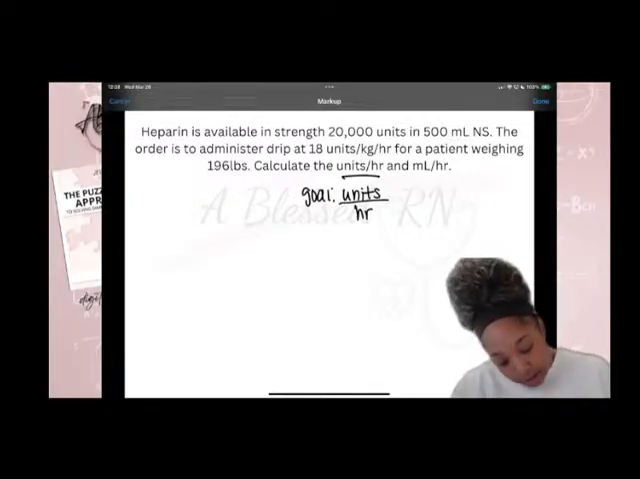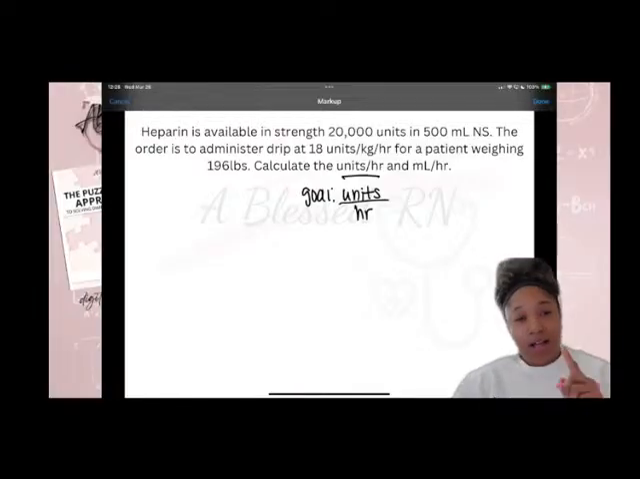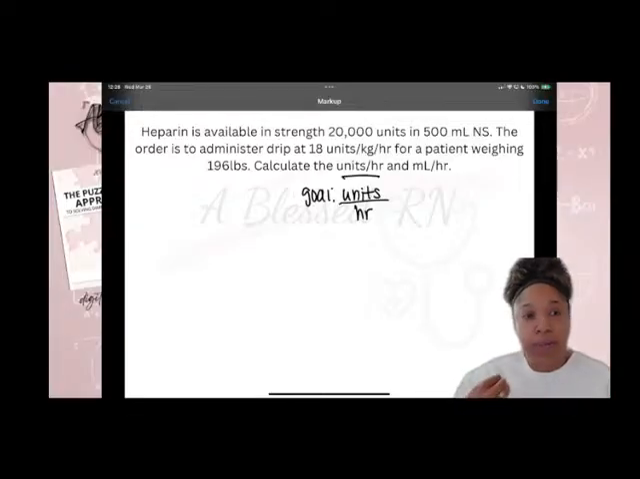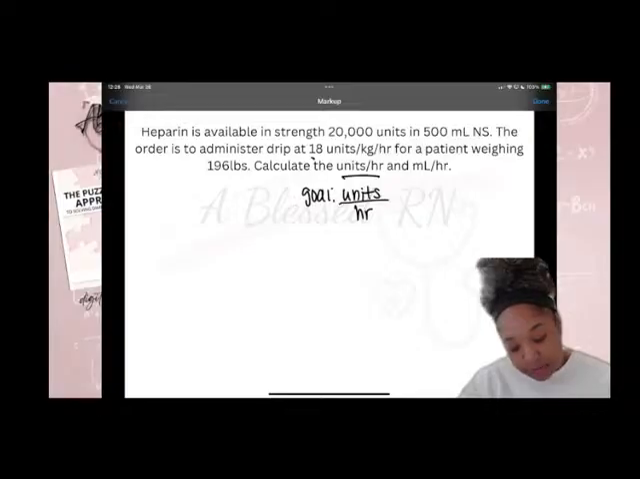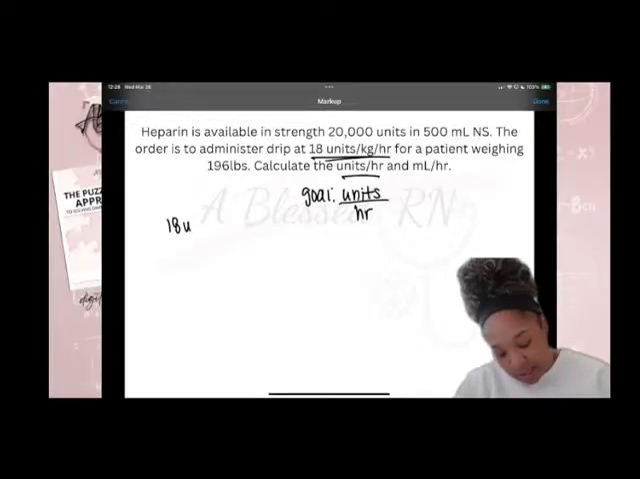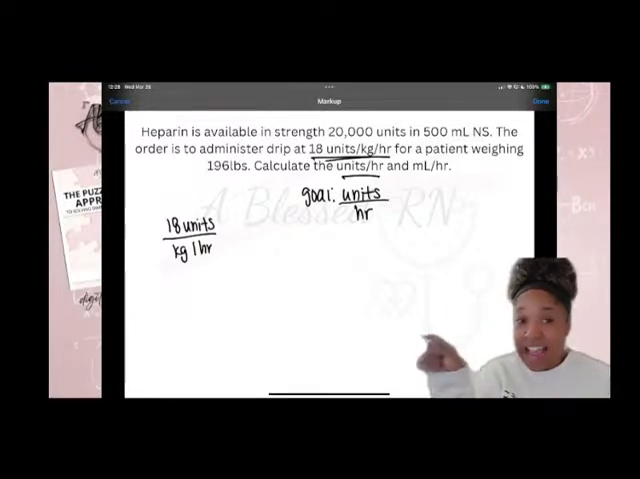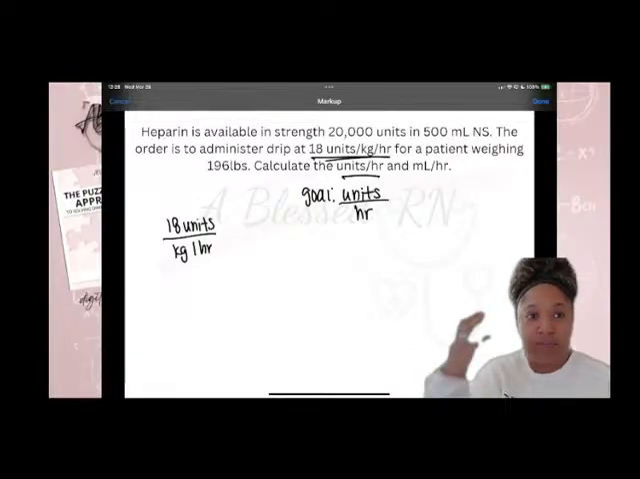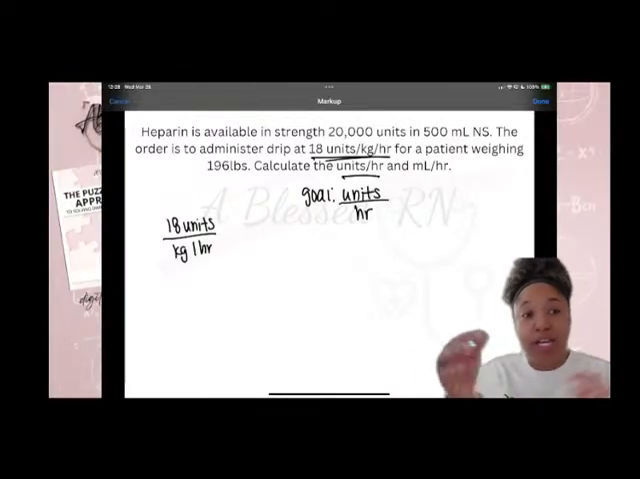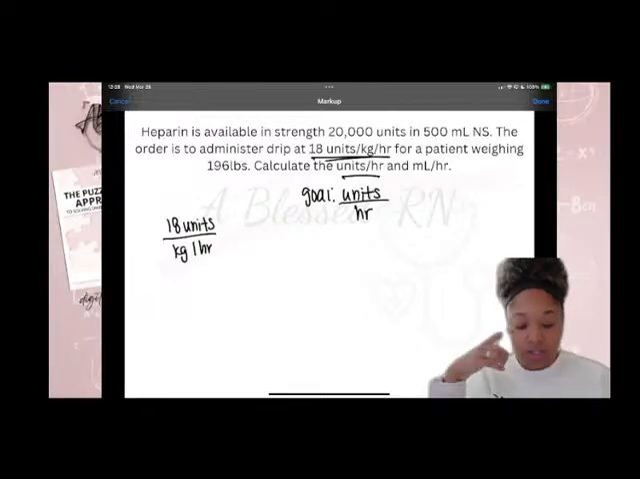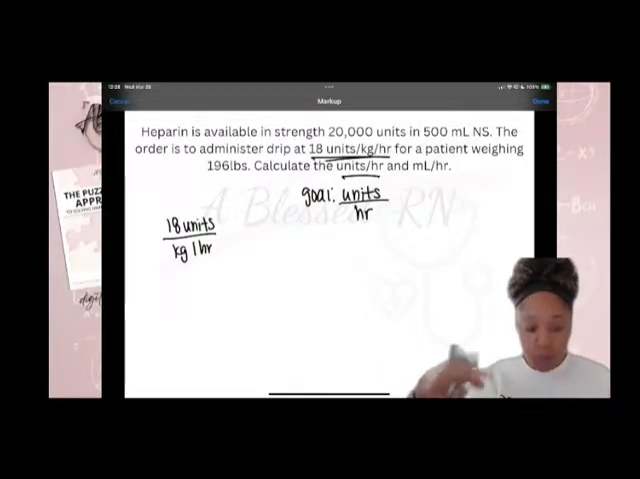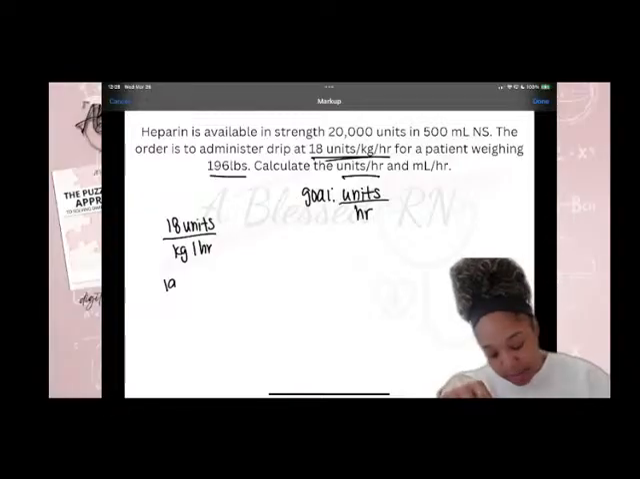Okay, so if my goal is not asking about milliliters, liters, anything that is liquid, I am not going to include the medicine. Okay, this is my order: 18 units per kilogram per hour. Like I said, this first part isn't asking about how much of the actual medicine I'm going to give. It's asking how many units are ordered, okay? So I'll need the order and I'll need the weight of the patient, which is 196 pounds.